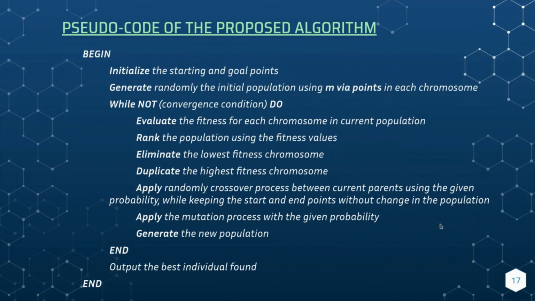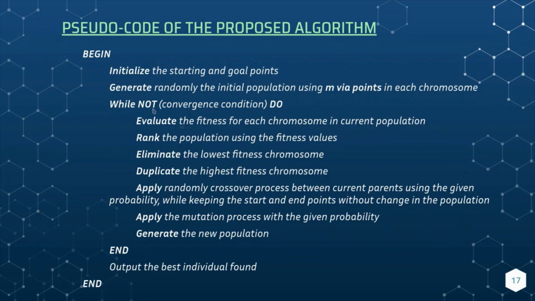This is the pseudocode of the proposed algorithm. The process starts with the initialization of the start and the goal points and generating the initial population randomly using the via points in each chromosome. Then there is a sequence of operations performed on the current population, namely evaluation, ranking the population using the fitness value, eliminating the lowest fitness chromosomes, and duplicating the highest fitness chromosomes. After this is done, genetic operations, crossover and mutation, are carried out and a new population is generated.